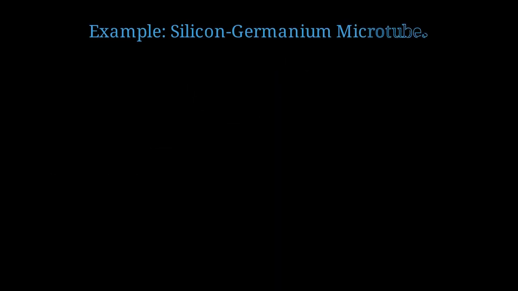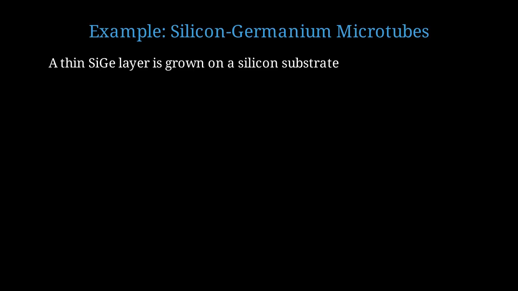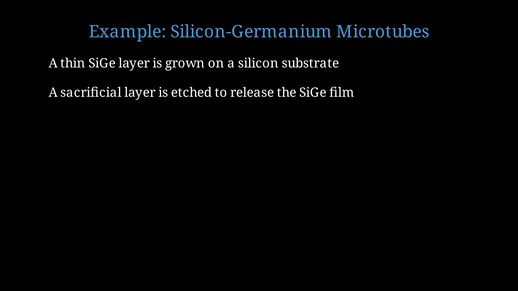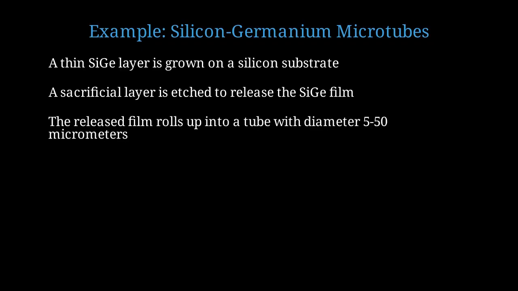Let me give you a concrete example. Silicon-germanium microtubes are one of the most well-studied systems. First, a thin silicon-germanium alloy layer is grown epitaxially on a silicon substrate. The lattice mismatch creates compressive strain in the silicon-germanium layer. Then, a sacrificial layer underneath is selectively etched away. This releases the strained silicon-germanium film. Upon release, the film spontaneously rolls up into a tube. Depending on the layer thickness and composition, the diameter can be anywhere from 5 to 50 micrometers.